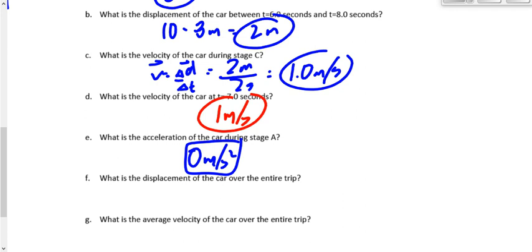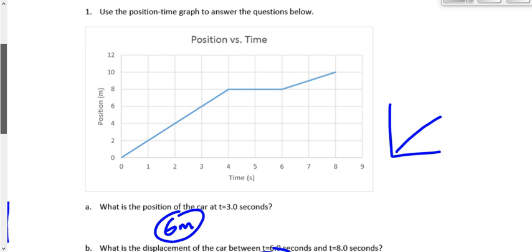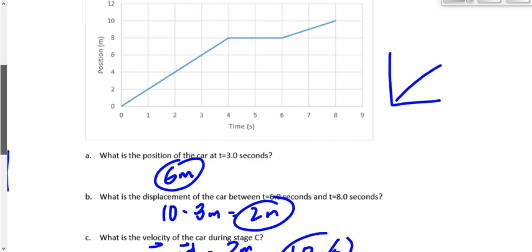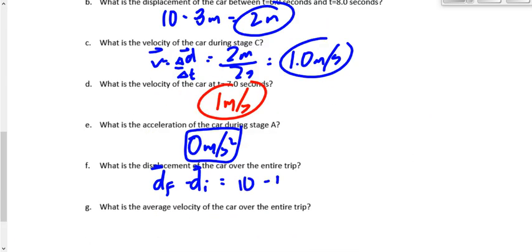What's the displacement of the car over the entire trip? All we do for this is final position minus initial position. Final minus initial position, we say 10 minus 0 is 10 meters. Some people tried to find the area of this.